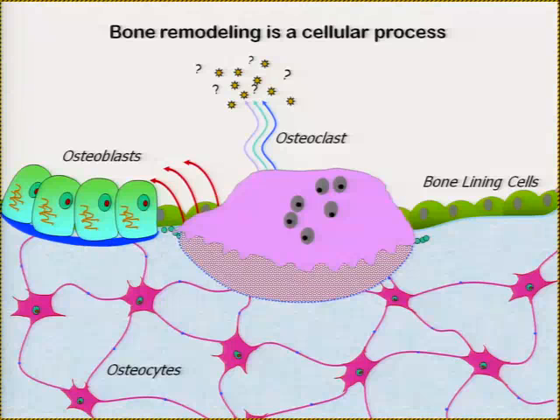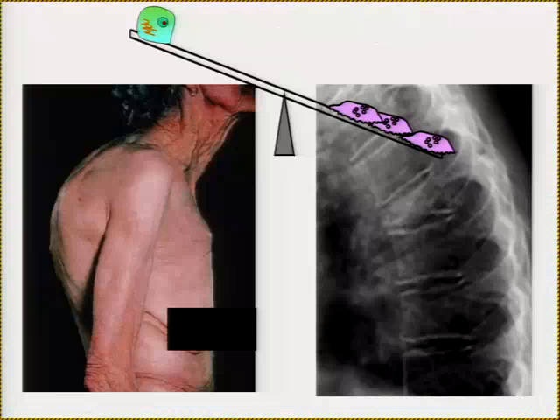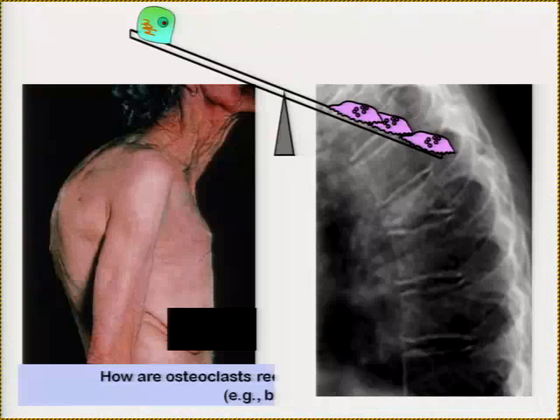So what happens in osteoporosis? Here, I'm showing you the Dowager's hump and this crush fracture in a thoracic vertebra. What you have is too much bone resorption and too little bone formation for many reasons.